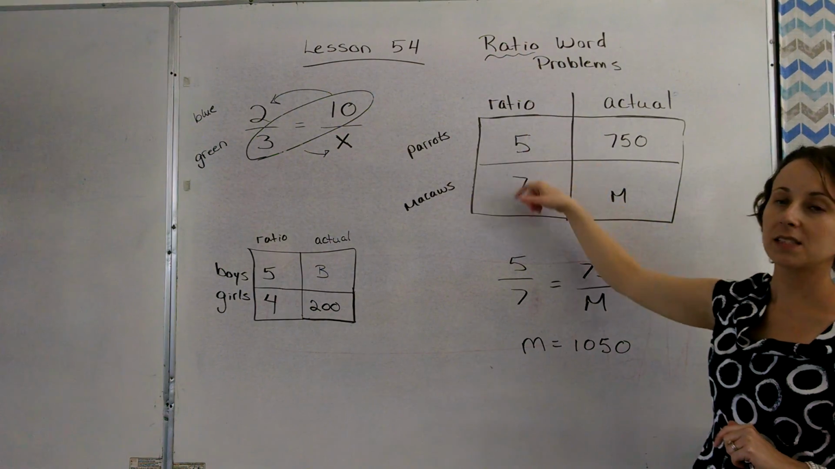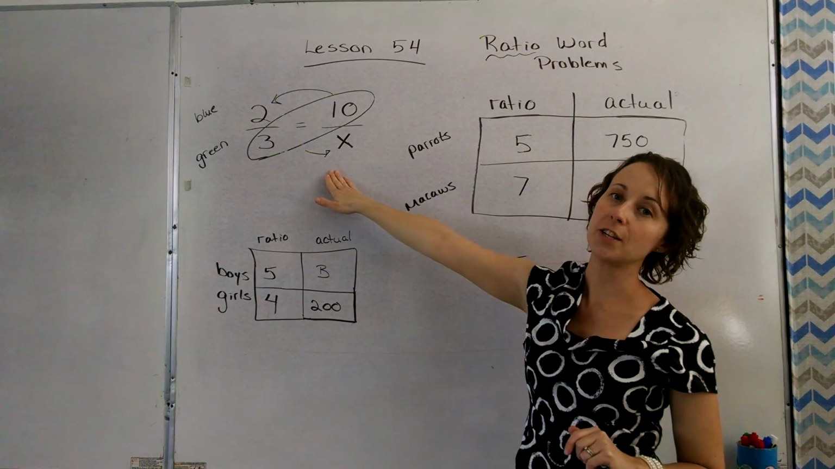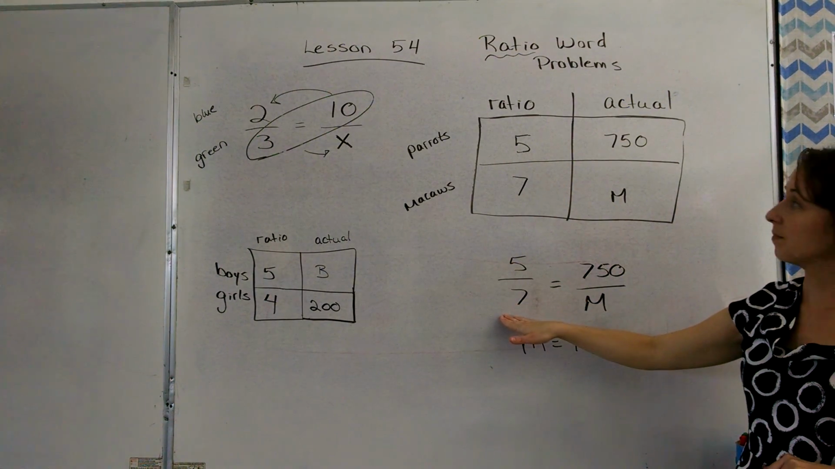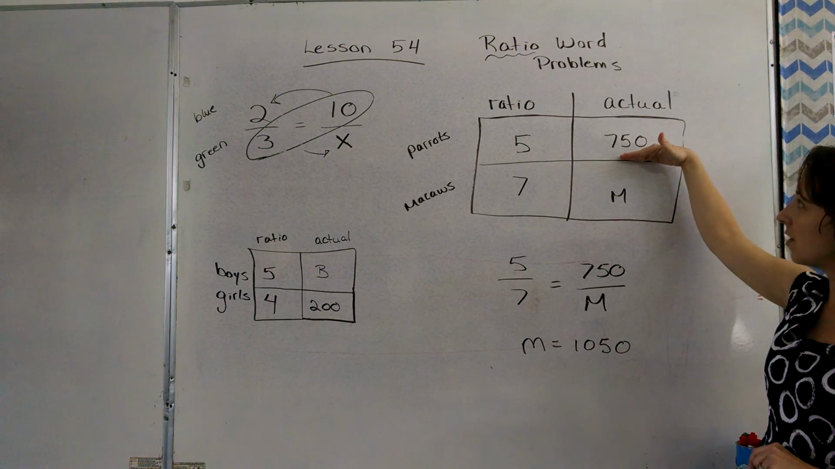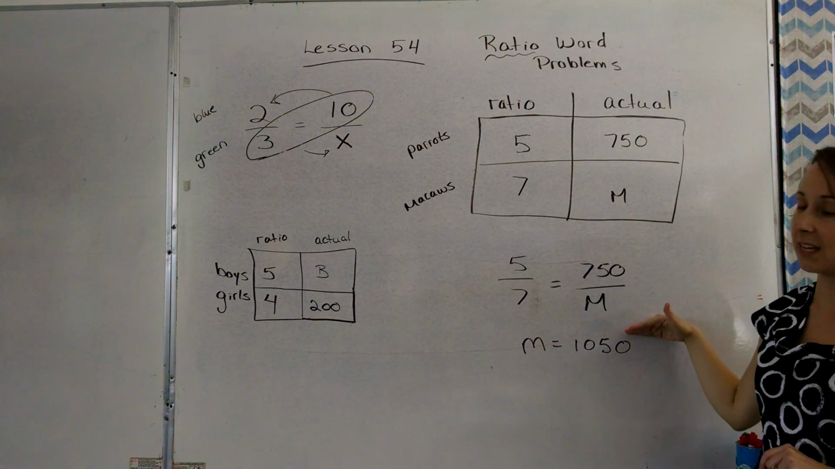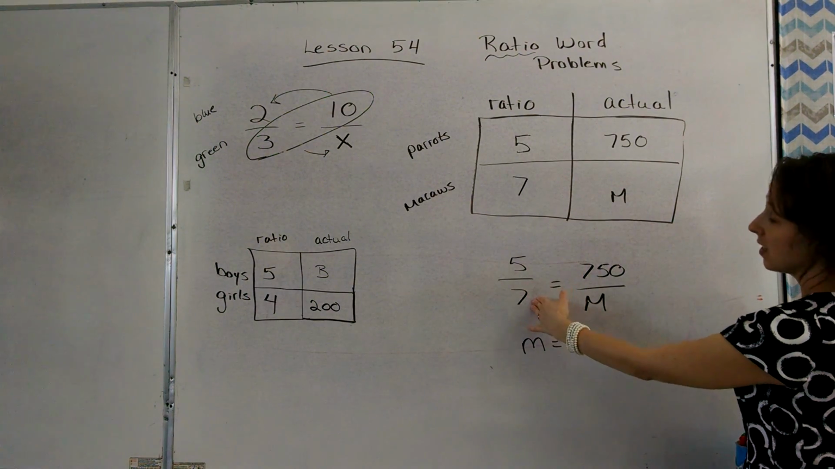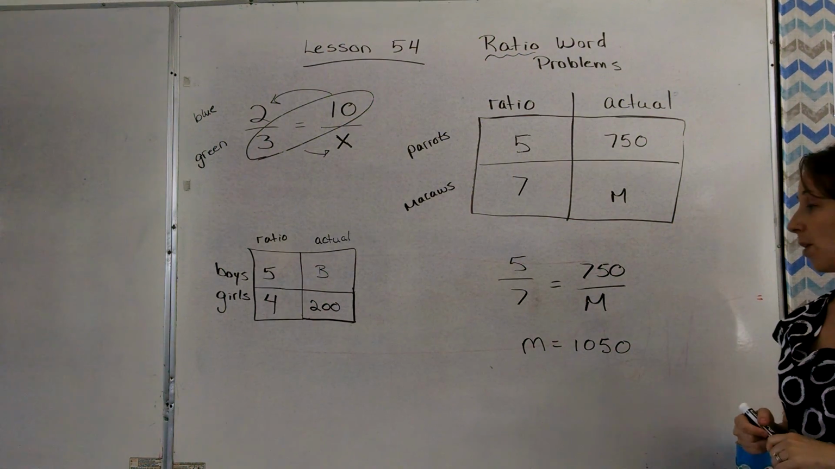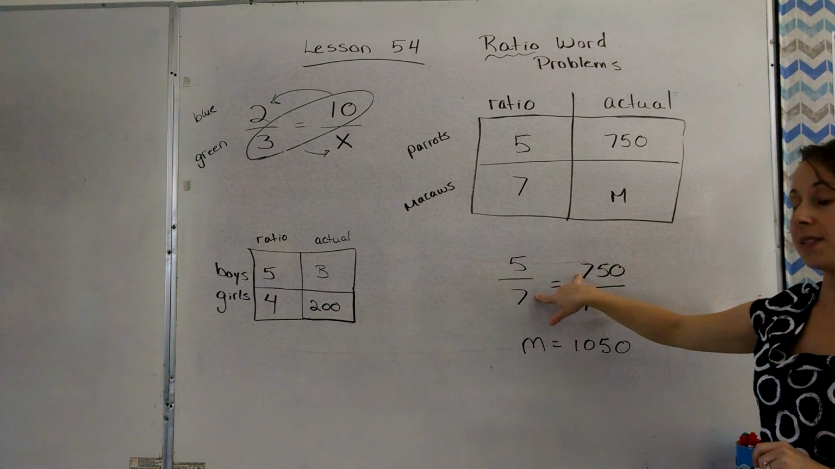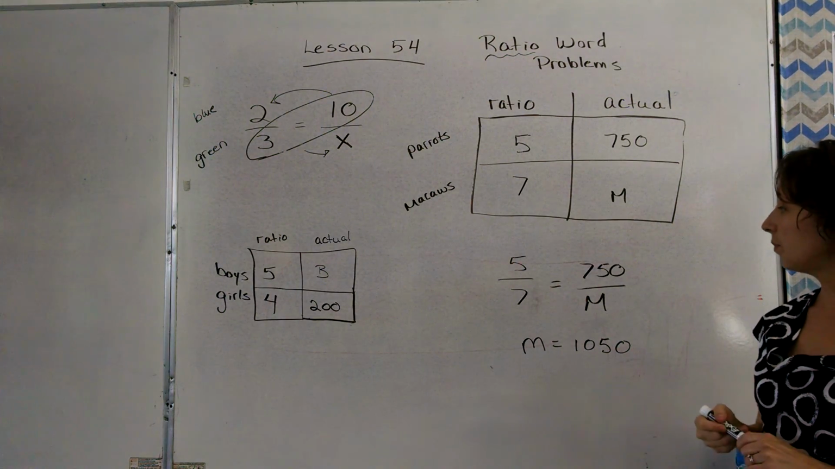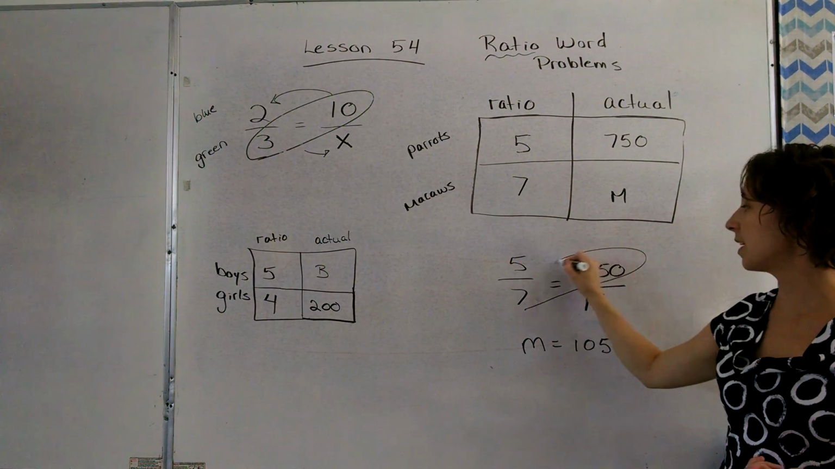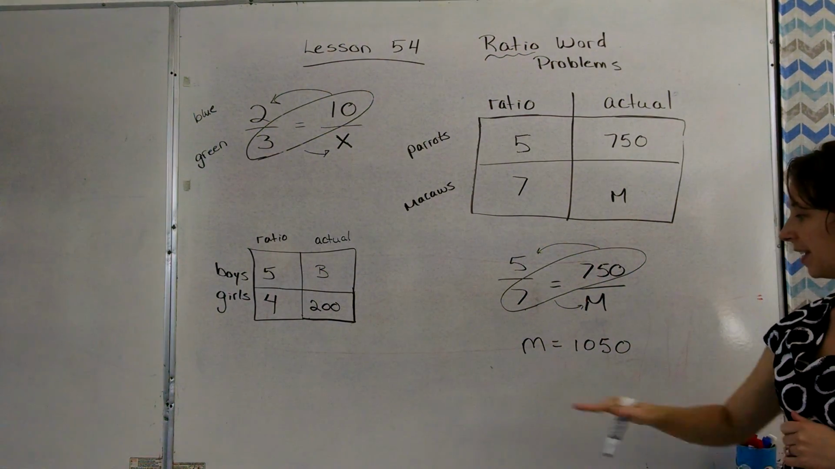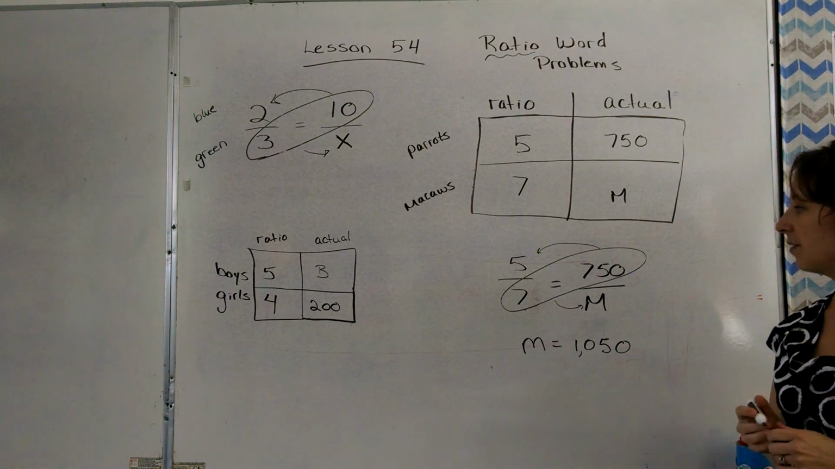Now that I've filled in my box, I'm going to turn this into a problem that looks very much like this, so I can solve it. 5 to 7 becomes 5 to 7 equals 750 to m. Here's our ratio of 5 to 7. Here's our actual 750 and we're not sure how many. Solve it the same way. You can cross multiply 7 times 750 equals 5 times m. Or you can combine it into one step. 7 times 750 divided by 5 gives you m. Either way, m equals 1,050.